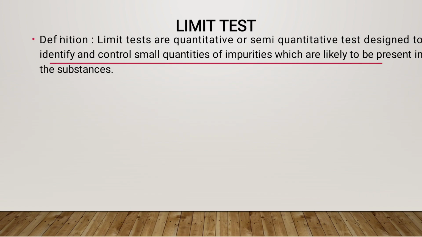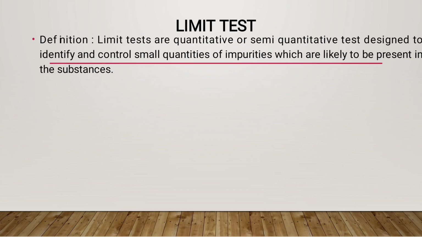In the pharmaceutical industry, there are some tests which are used for the identification of impurities in the sample, which are called limit tests. Limit tests are used for the identification of small quantities of impurities in the form of arsenic, iron, heavy metals, chloride, and sulfate.